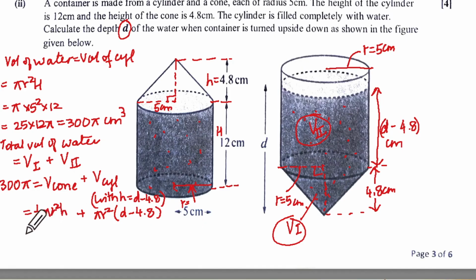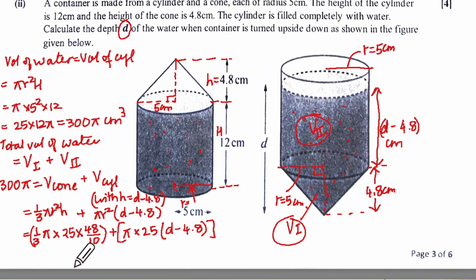Yes, ma'am. Which is equal to 1/3 pi into r square means, can I write 25 directly? Yeah? And h means the height of the cone. Can I write 48 upon 10? And I'll write a bracket here, plus pi into what is the radius? 5. So r square means 25. Agreed? So that is d minus 4.8 here. And put the box bracket here. Are you with me so far?